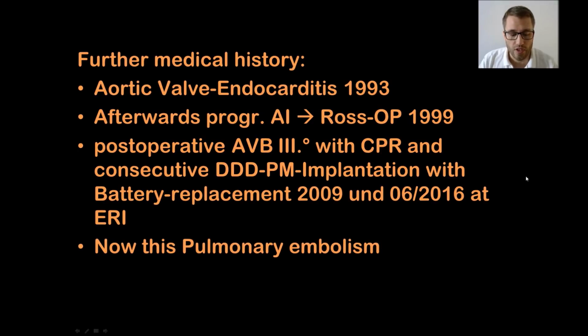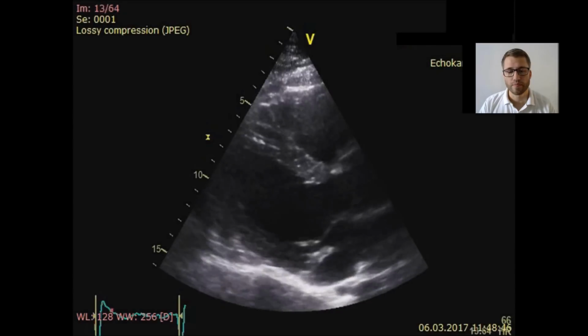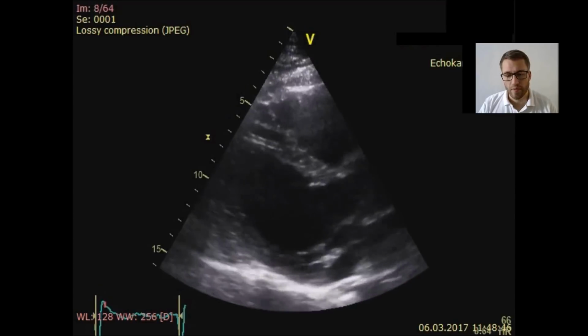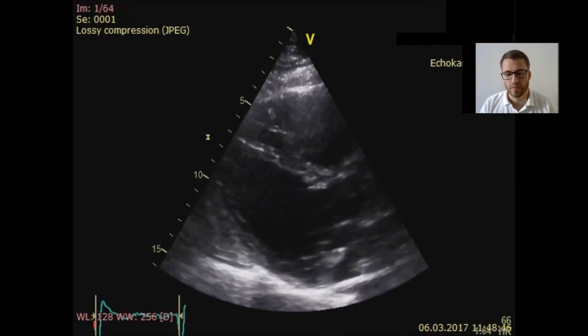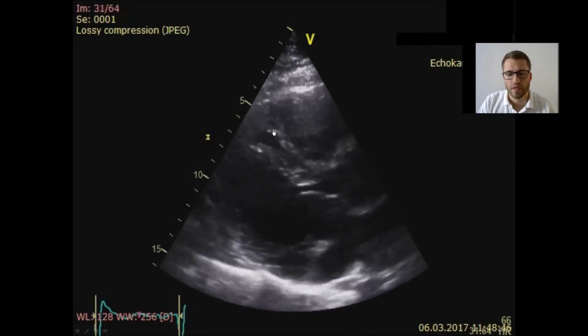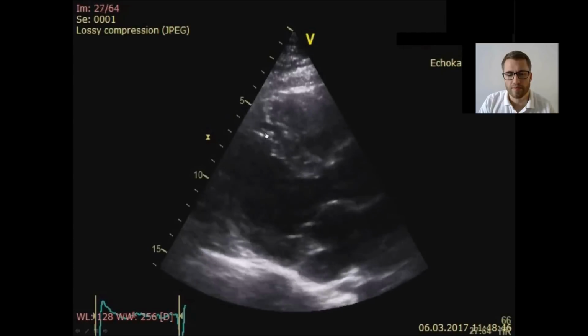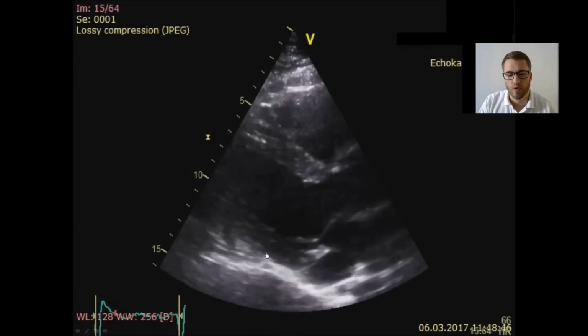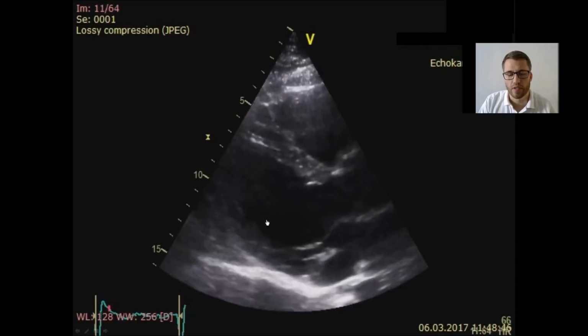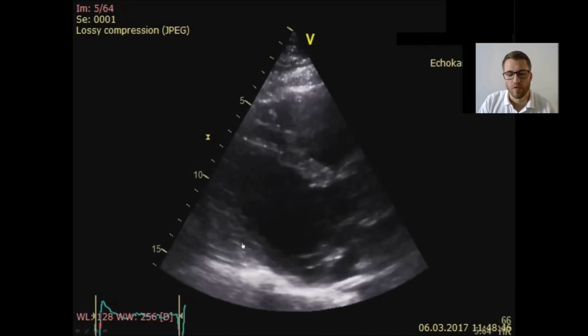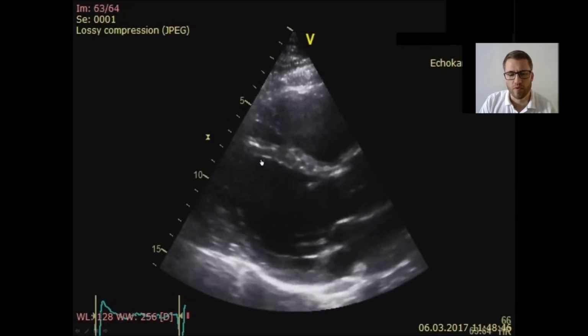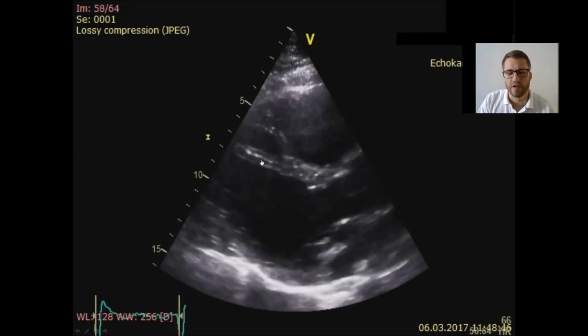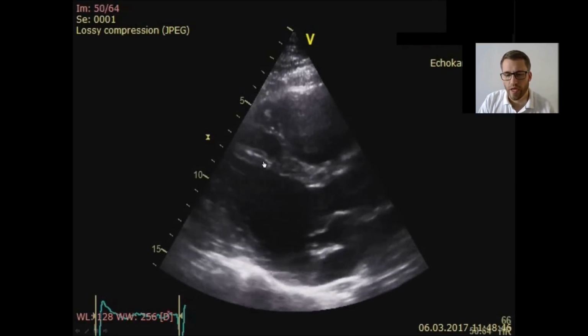And now the actual incident is the pulmonary embolism. Now let me show you the echo loops. Here you see a parasternal long axis view. In this view you see a little bit atypical movement of the septum. The posterior wall is contracting very well. Overall the systolic movement of the left ventricle is okay.